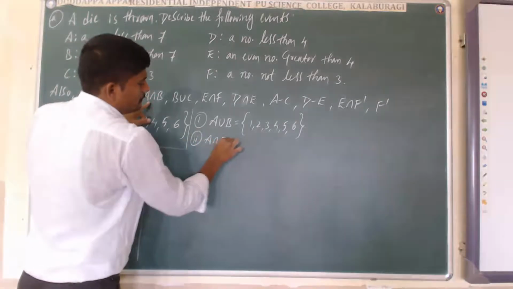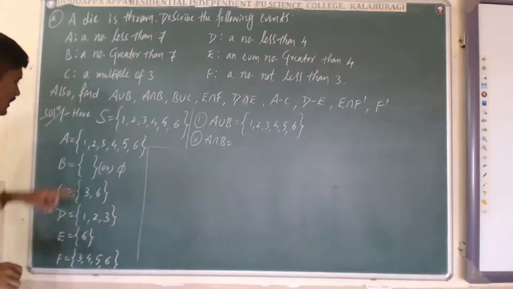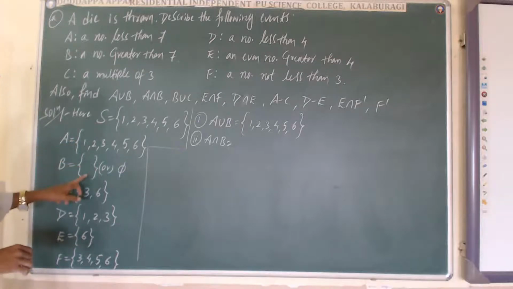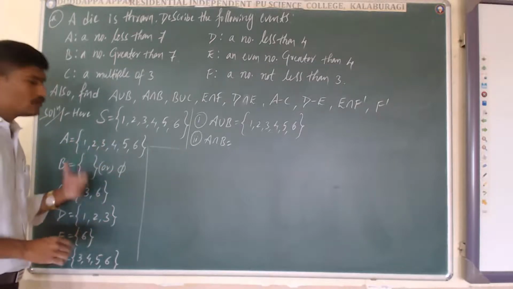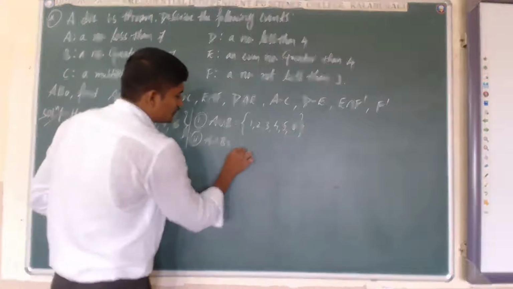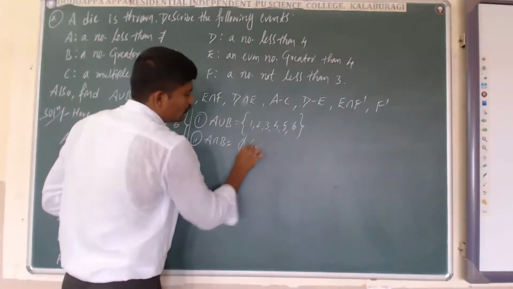A intersection B. See, here the empty set is there, here the numbers 1 to 6 are there. There is no common element, so that's why we get the empty set. You write that point.